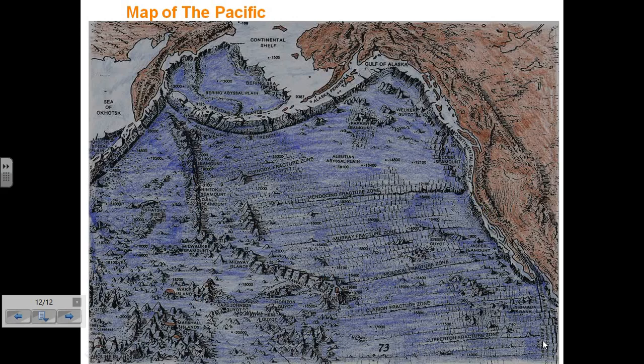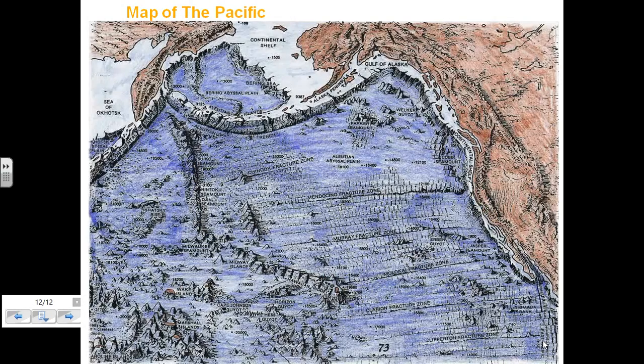Now here's just a general map of the Pacific underwater. And again, I need to reiterate that much of the information that we know is through the use of sonar. Now this completes our presentation on the water's subsurface topography.